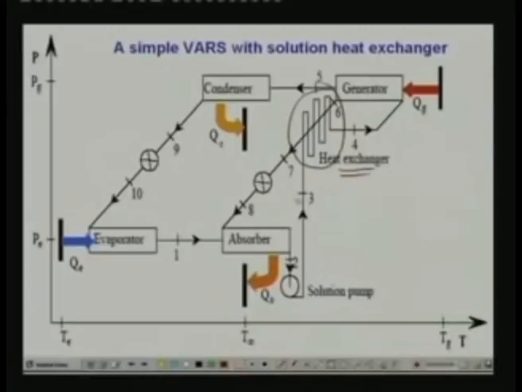What is the function of this solution heat exchanger? This solution heat exchanger preheats the solution that is going to the generator by using the heat of the solution that is coming from the generator. So, you can see that there is a heat exchange between the hot solution coming from the generator and the cold solution that is going to the generator. As a result QC reduces, and the generator heat input also reduces. So, that is the function of the solution heat exchanger here.